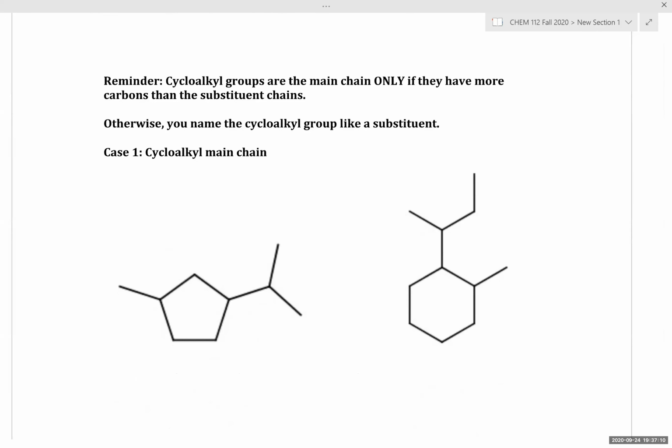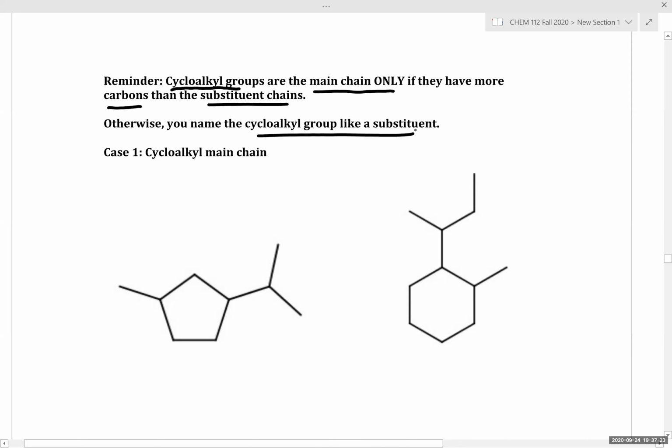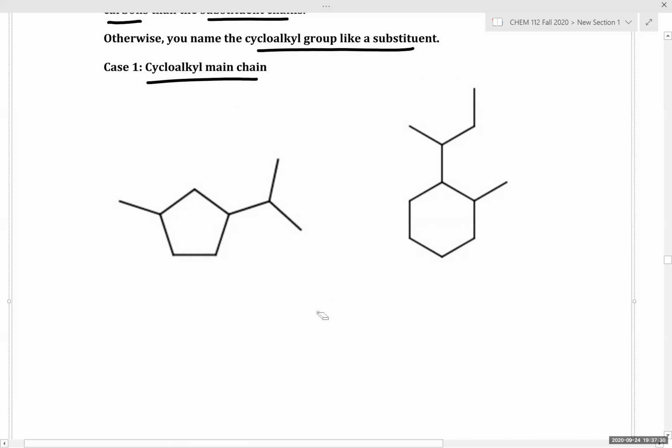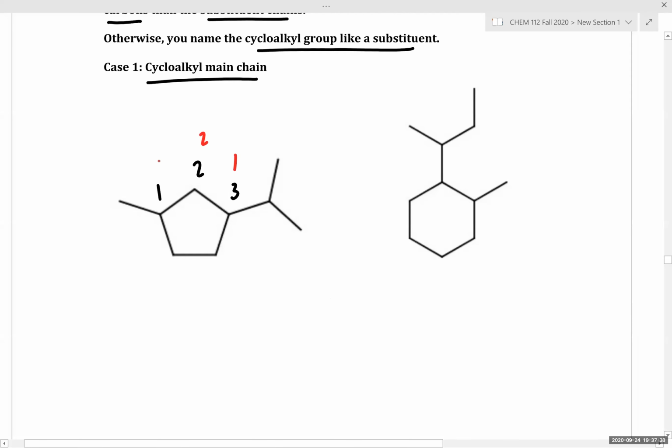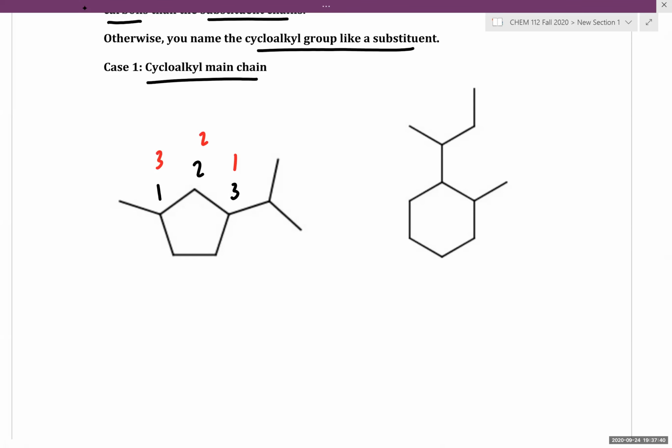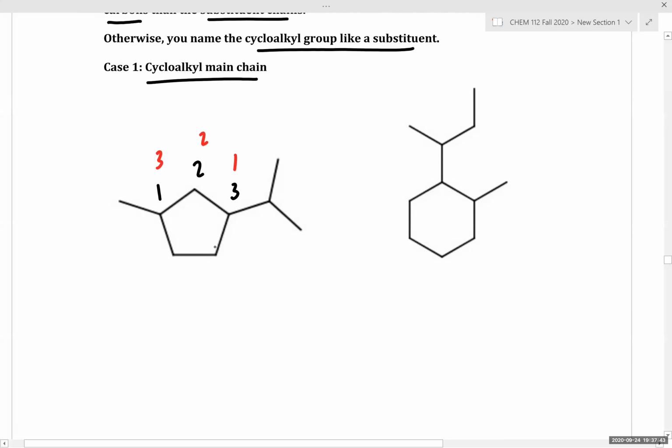And just as a reminder, cycloalkyl groups, cyclic groups, are the main chain only if they have more carbons than the substituent chain. Otherwise, you name the cycloalkyl group like a substituent. So let's look at case one, where we have a cycloalkyl main chain. I'll go first here. I'm going to number my carbons. There are two numbering methods: either clockwise or counterclockwise. My cycloalkyl group is the main chain because it's the biggest chain with 5 carbons.